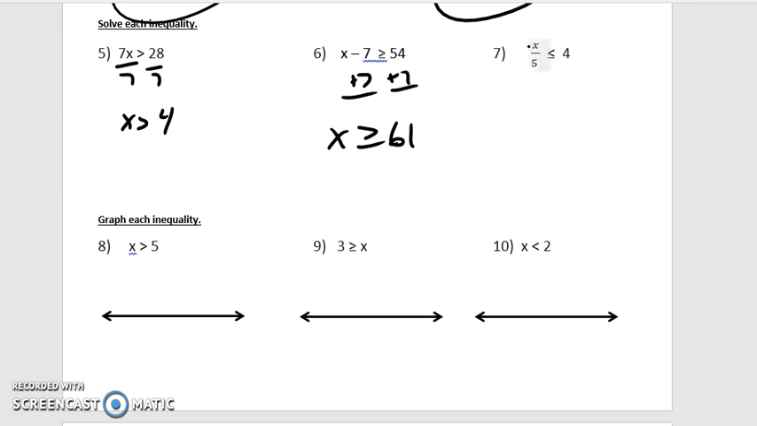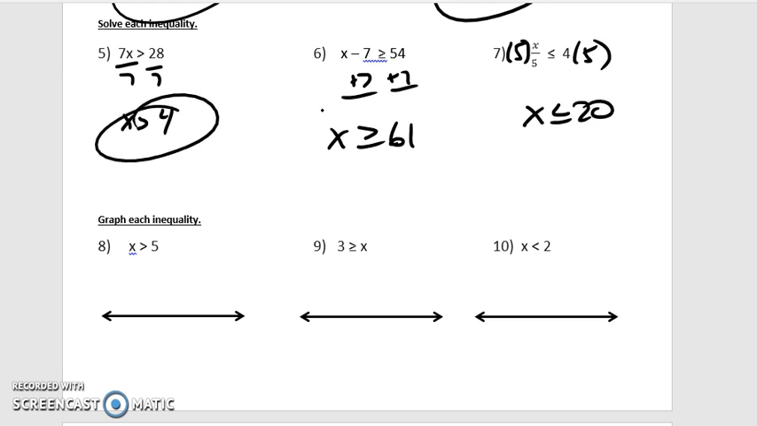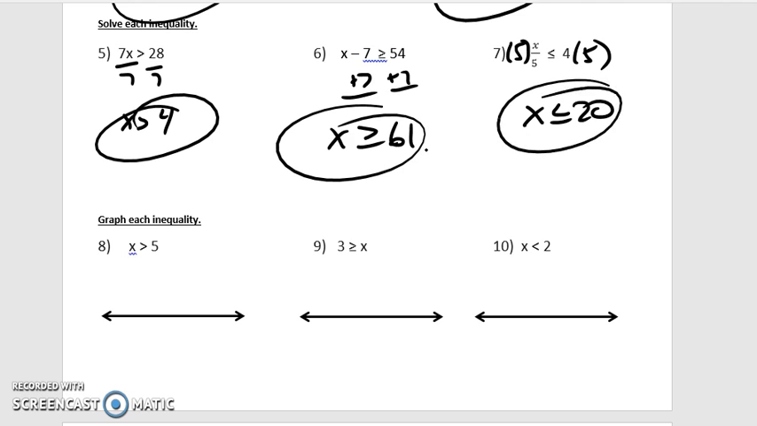And then we're going to divide by 5, so the opposite is to multiply by 5. So x is less than or equal to 20. That's it. Those are our answers. One step and we are done.